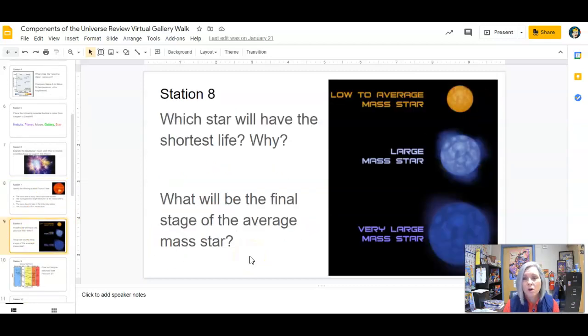When we look at stars, remember the size of the star, the mass, determines its lifespan. The smaller stars tend to live longer because they don't burn through their energy as fast. So your largest stars are going to be the ones that die out first.